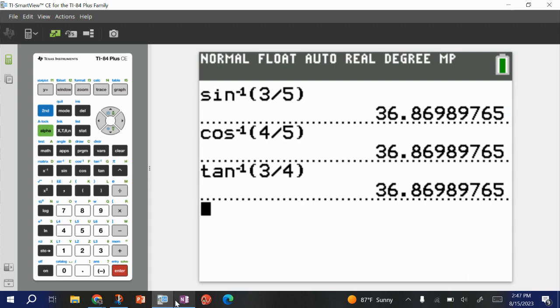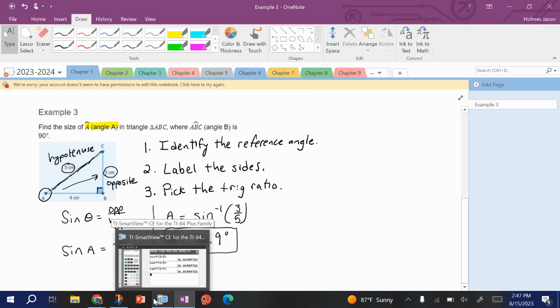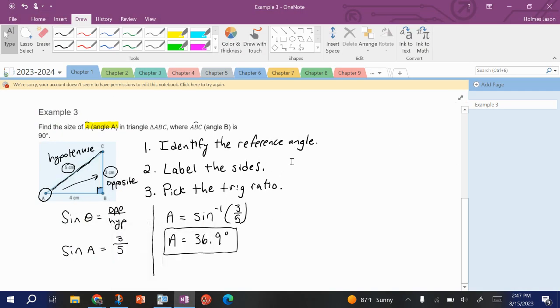So one more time, when you go through this, start off by identifying the reference angle. Once you have that reference angle, label the side lengths, and then finally pick the appropriate trig ratio and do the math.